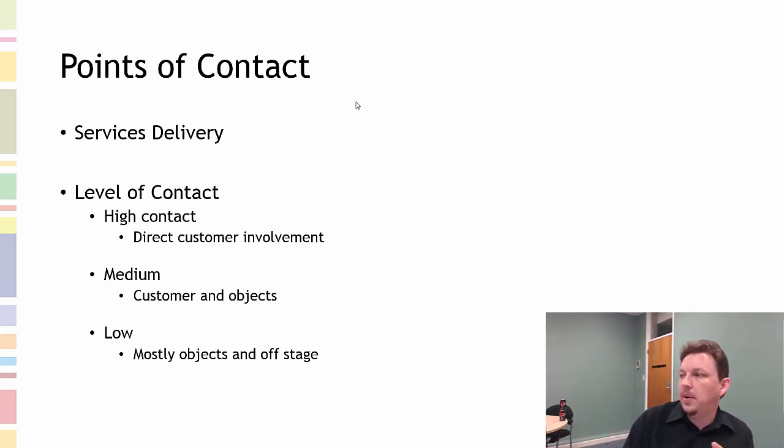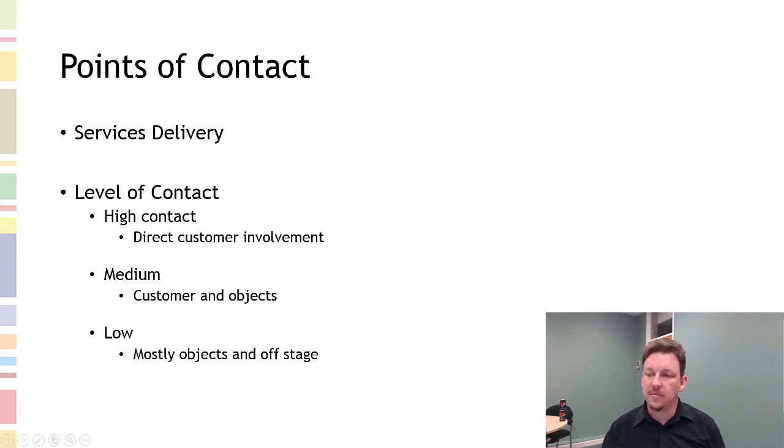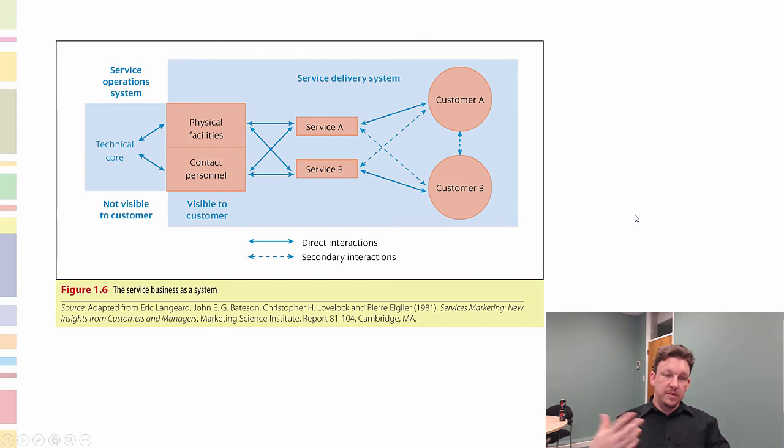So what these component parts do is they let us start building maps and frameworks. And we're going to look at a couple of service frameworks. And the important thing to understand about these is these are models of how the world can be seen. So we've got here the service business as system. That we're looking here at lines of distinction, lines of interaction.